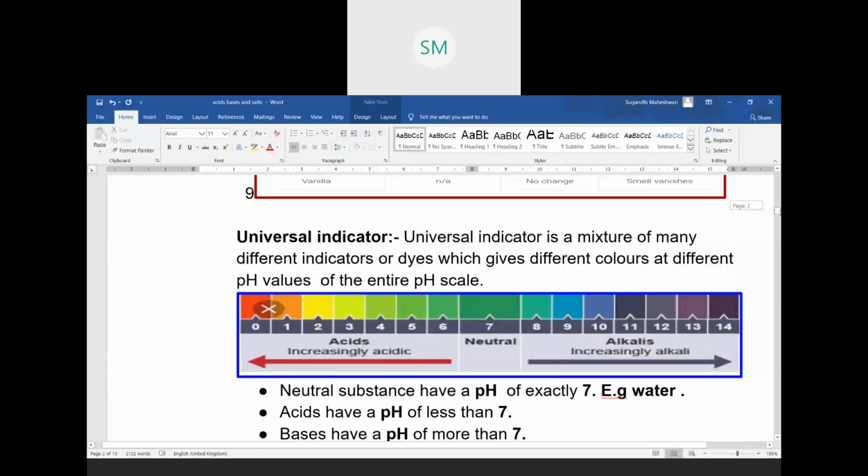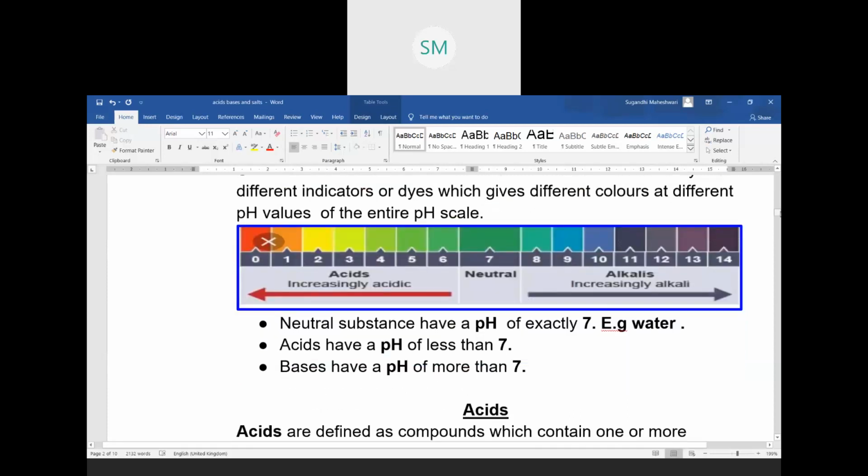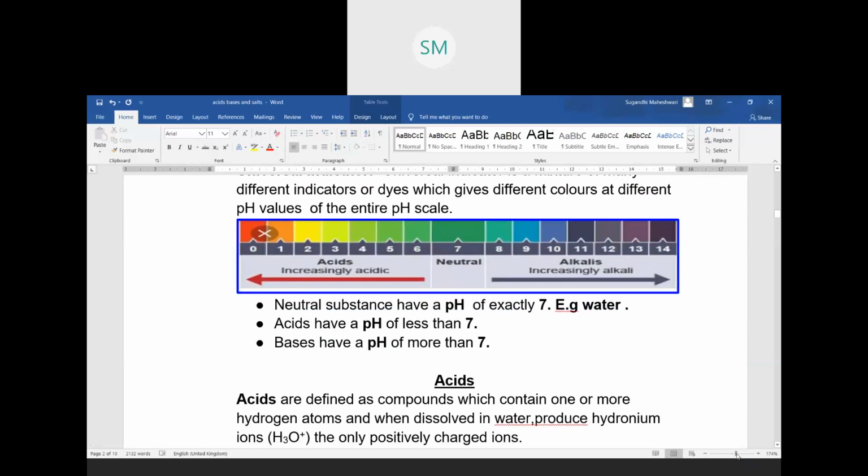Okay. Now the next is universal indicator. Universal indicator is a mixture of many different indicators or dyes which give different colors at different pH values of the entire pH scale. Now the pH is potential of hydrogen. What is this pH? Potential of hydrogen. We measure the concentration of hydrogen ions with the help of pH. Okay. So it is a scale ranging from 0 to 14.